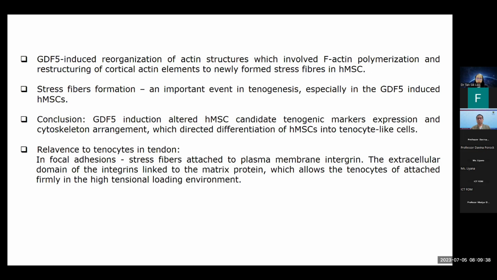The relevance of these tenocytes in tendon tissue is that in the focal adhesions, the stress fiber attaches to the plasma membrane integrin. The extracellular domain of the integrin will link to the matrix protein in the ECM, which allows the tendon to attach firmly to these high tensional loading environments, the tendon tissues.